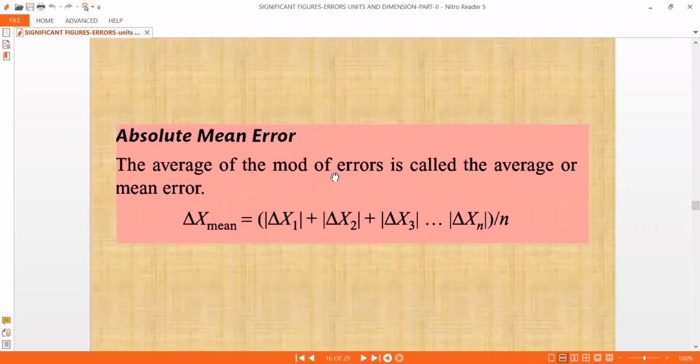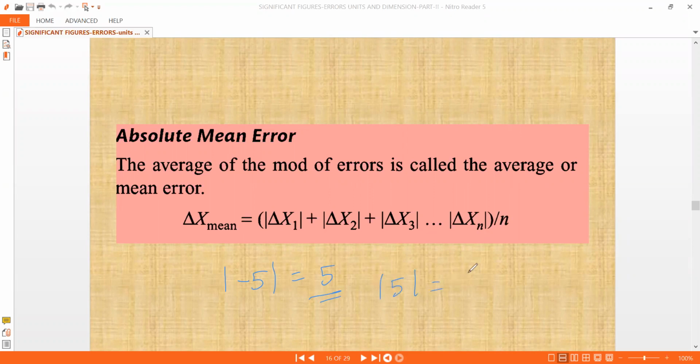Absolute mean error. The average of the mod of the errors is called absolute mean error. So for x mean, you take the modulus. When you convert to the modulus, what is mod x? You know that mod of -5 will be written as +5. So if it is 5, it stays as it is. So it is like magnitude.